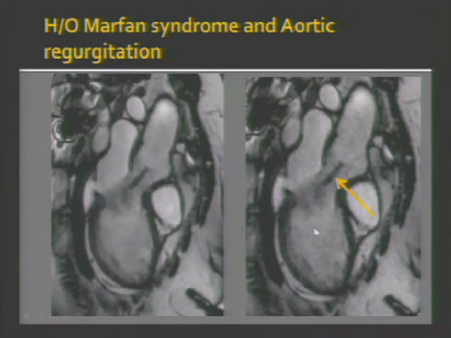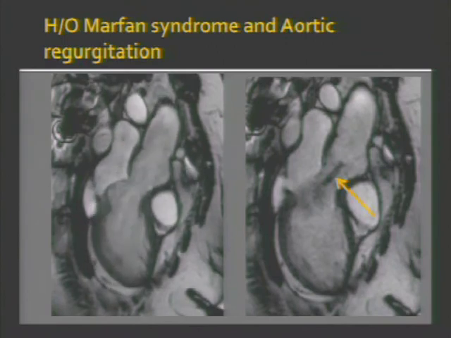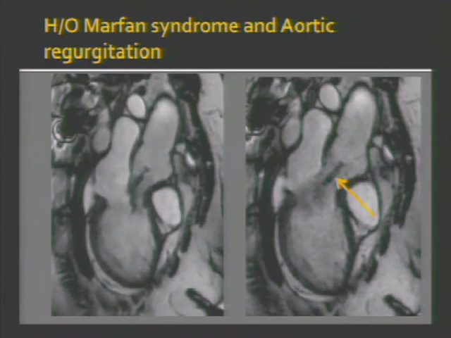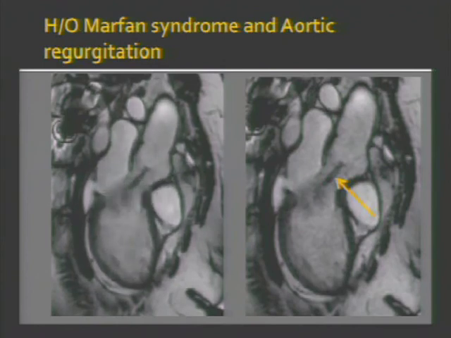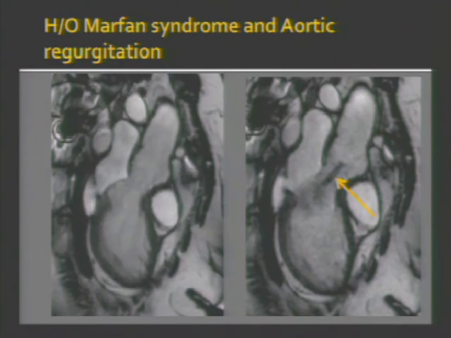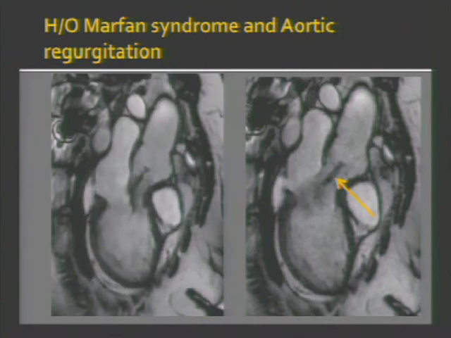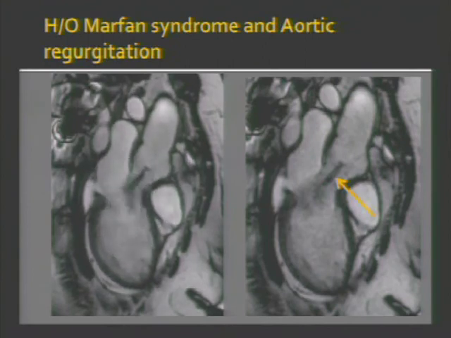Now, if there is one thing I want you to take from this lecture, it would be this: please refrain from trying to quantify the regurgitation based on cine imaging. Just by the length and the conspicuity of the jet, I would suggest not mentioning whether it's trivial, mild, moderate, or severe. This is because it's so dependent on the MR parameters that you can totally be incorrect.